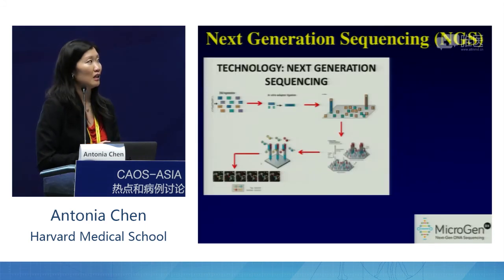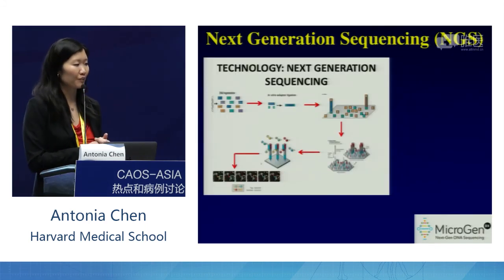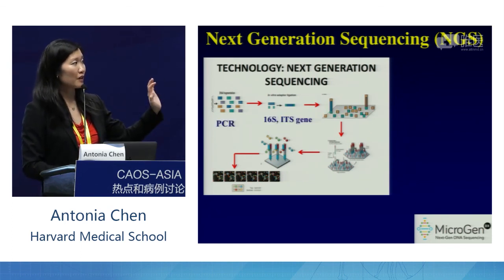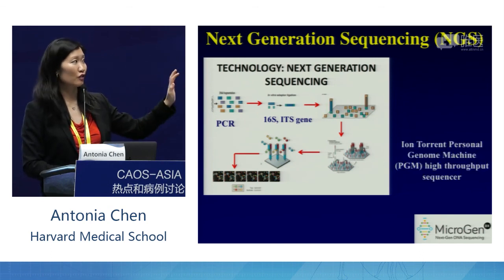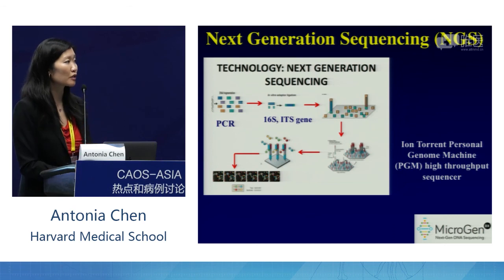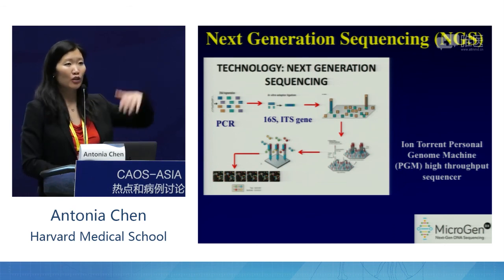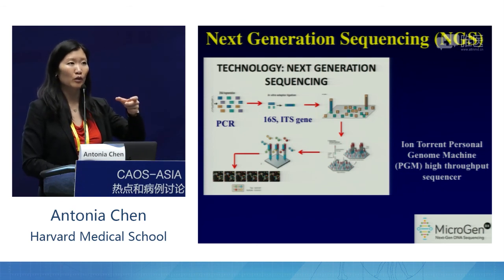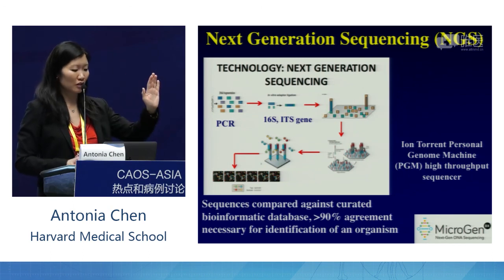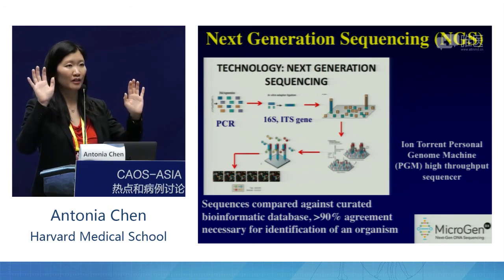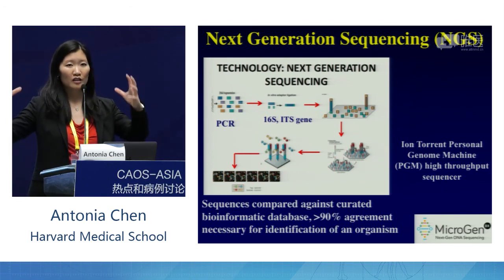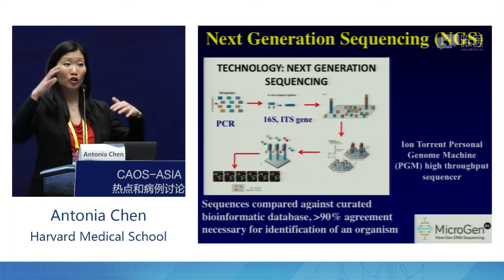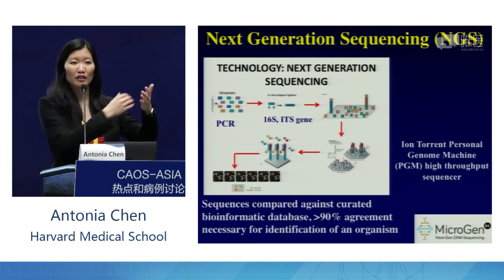So what's another option? Another option is called next generation sequencing. What does that do? Again, it follows the same PCR mechanisms. You do PCR, use 16S, that same exact conserved area, and you go through something called the Ion Torrent Personal Genome Machine. So it's a high throughput sequencer, so you can put a lot of information through at the same time, kind of like the microarray from before. And these sequences are compared against curated bioinformatic data. That means there's a database of existing organisms, it compares it to it, and it tells you what's positive and what's your likelihood.